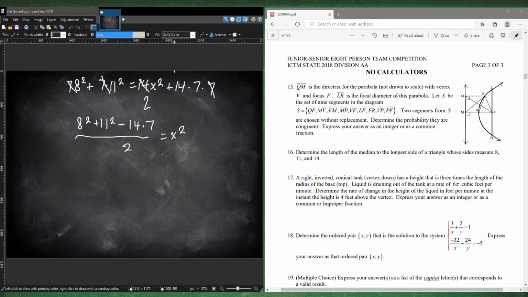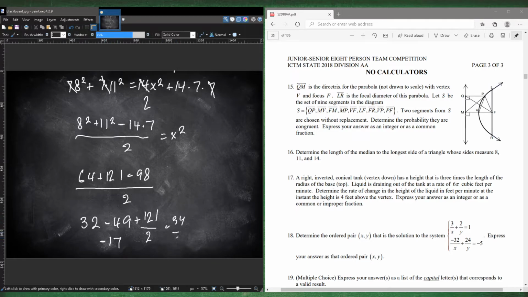Okay, so this is 64 plus 121, and then minus 98, and then divide by 2. So this is going to be 64 plus 121 minus 98 over 2. So this is going to be equal to 87 over 2, which is equal to x squared.